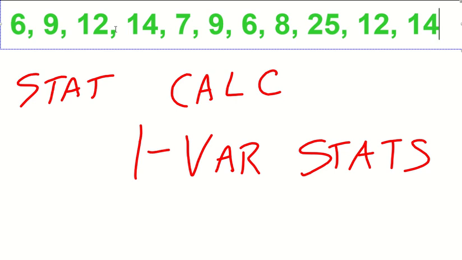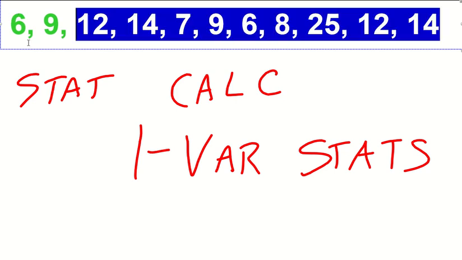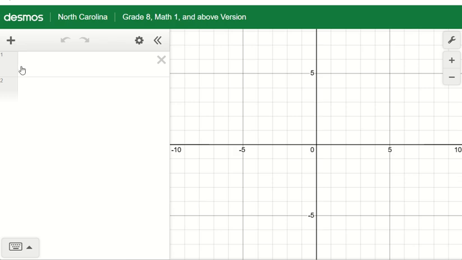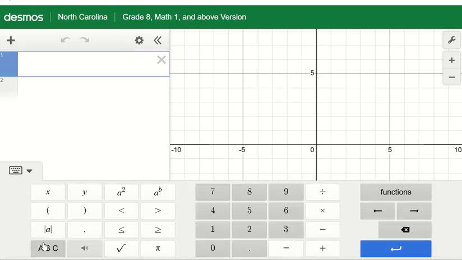All right, so another option, if you were on Desmos, you gotta click on the little keyboard.